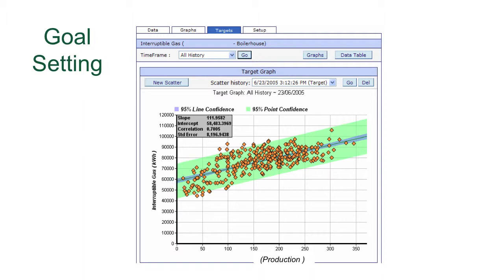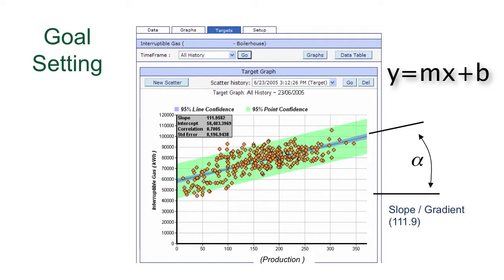Remember the equation of the line is y equals mx plus b. If you use a simple ratio, you're assuming b is actually zero. But the reality is that b is not zero. b is your base load, your y-intercept. Here, as production goes down, you are hitting the y-intercept at just under 60,000 kilowatt hours. That comes from the base load within the facility.